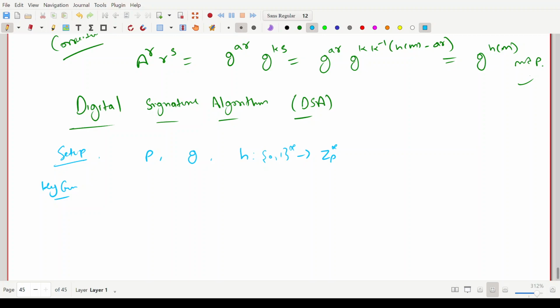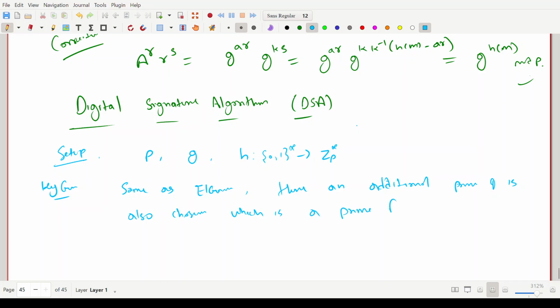Here there is one additional property: an additional prime Q is also chosen, which is a prime factor of P minus 1.